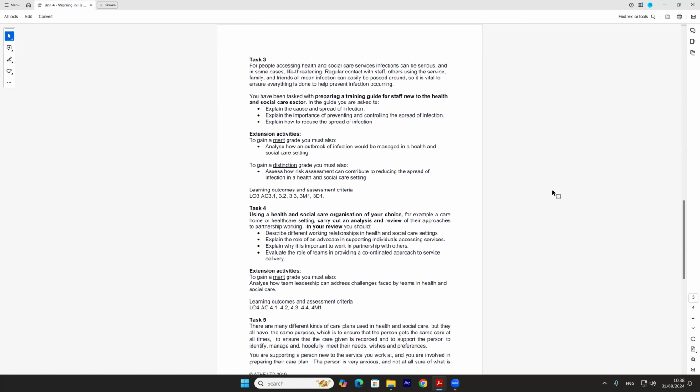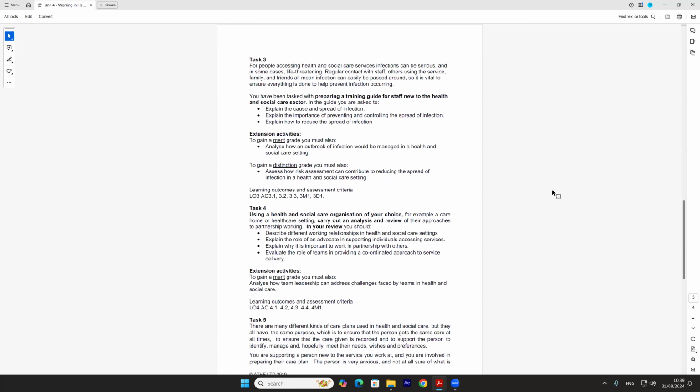Then we have reducing healthcare cost. So infection can lead to prolonged hospital stays, additional treatment, and even legal implications, all of which increase healthcare cost. Effective infection control measures help reduce these costs.